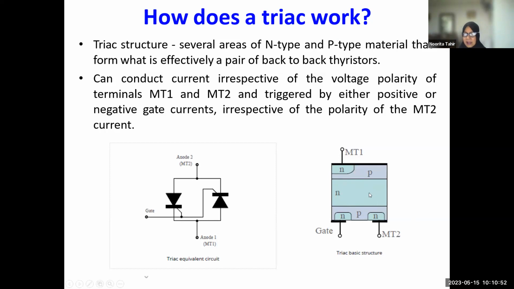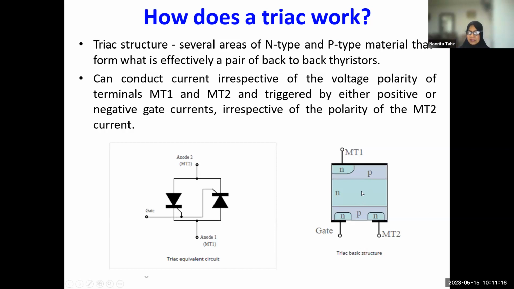It can be seen that there are several areas of N-type and P-type material. Sebab setiap NP kena ada N and then kena ada P. Okay? Dia kena NPN. Kalau tak nanti you faham lah kan? Dia kena couplekan begitu. Okay? So the triac, this is when it comes to basic structure during fabrication, yeah.